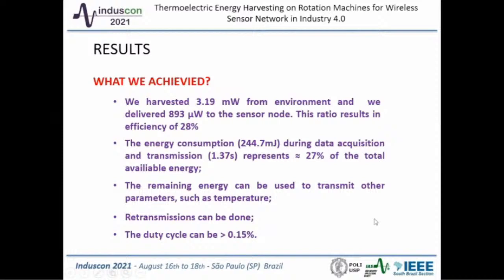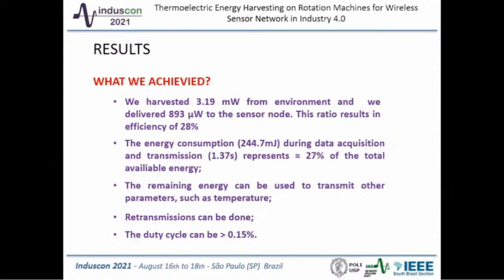What we achieved: we harvested 3.90 milliwatts from the environment, and we delivered 893 microwatts to the sensor node. This ratio results in an efficiency of 28%.